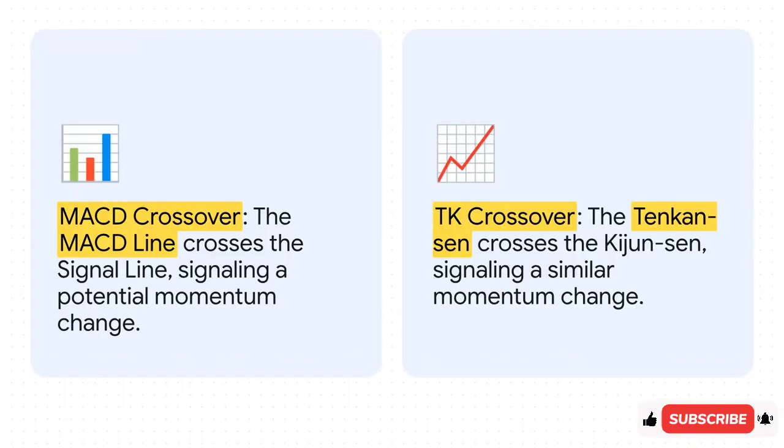And here you go. The similarity is just stunning. With MACD, traders are on the lookout for when the MACD line crosses its own signal line. With Ichimoku, it's the exact same play, just with different names. Traders watch for the TK crossover, which is when the fast Tenkan-sen crosses the slow Kijun-sen. It's the same move, the same story, just told in two different languages.